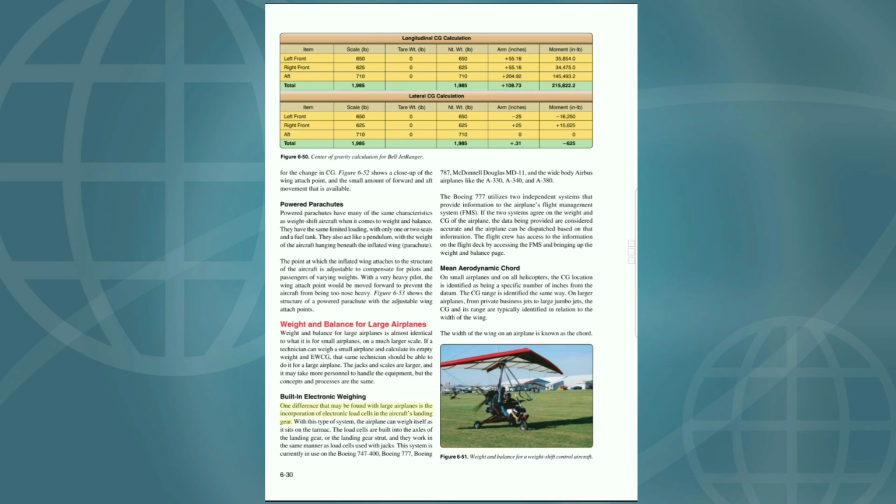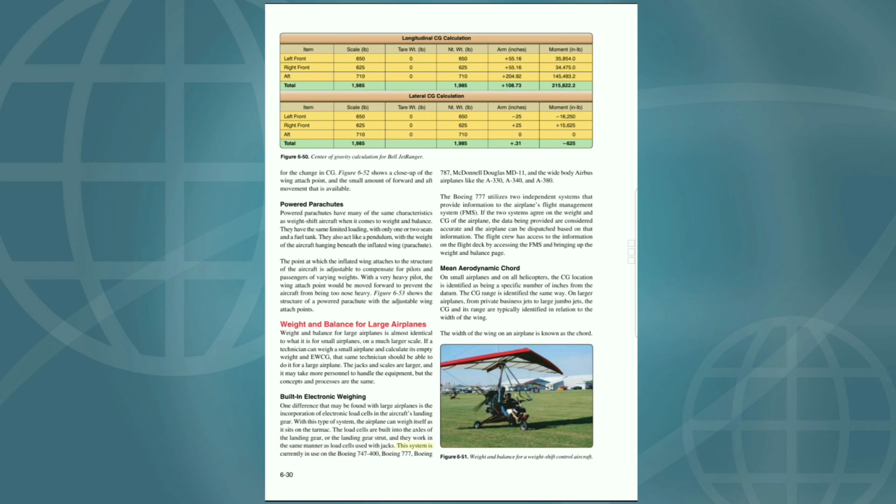Built-in electronic weighing. One difference that may be found with large airplanes is the incorporation of electronic load cells in the aircraft's landing gear. With this type of system, the airplane can weigh itself as it sits on the tarmac. The load cells are built into the axles of the landing gear, or the landing gear strut, and they work in the same manner as load cells used with jacks.